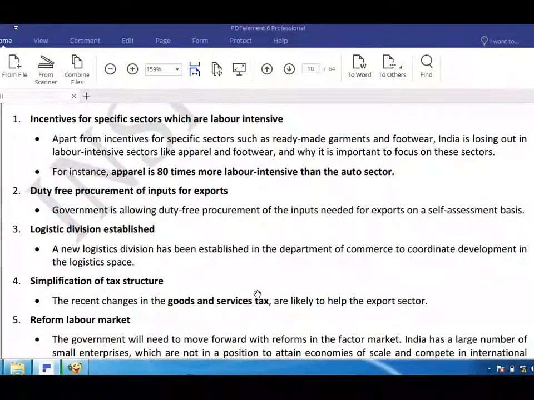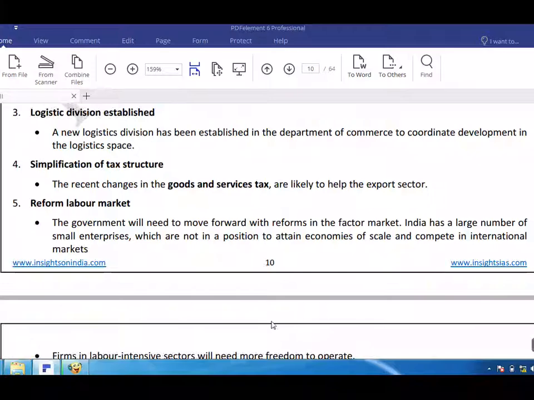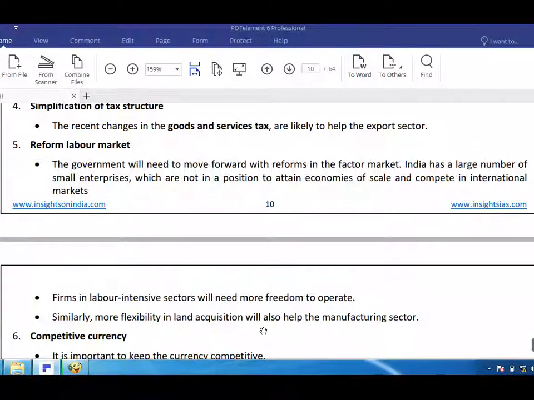4. Simplification of tax structure. The recent changes in the goods and services tax are likely to help the export sector. 5. Reformed labor market. The government will need to move forward with reforms in the factor market. India has a large number of small enterprises, which are not in a position to attain economies of scale and compete in international markets.